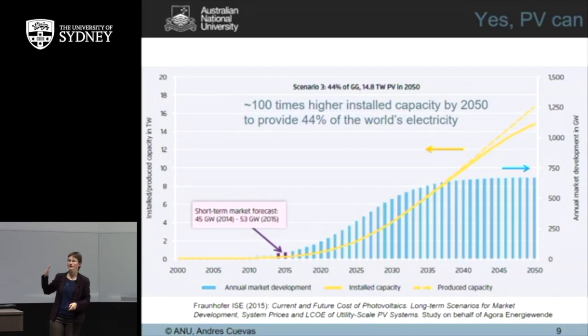So this means we're actually already on the path that we need to be following if we want to install a very large fraction of the world's energy from solar by around 2050.